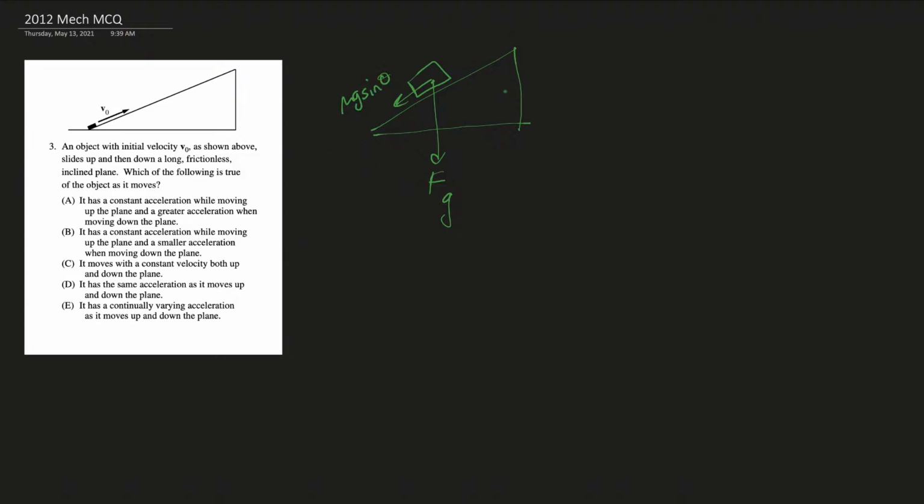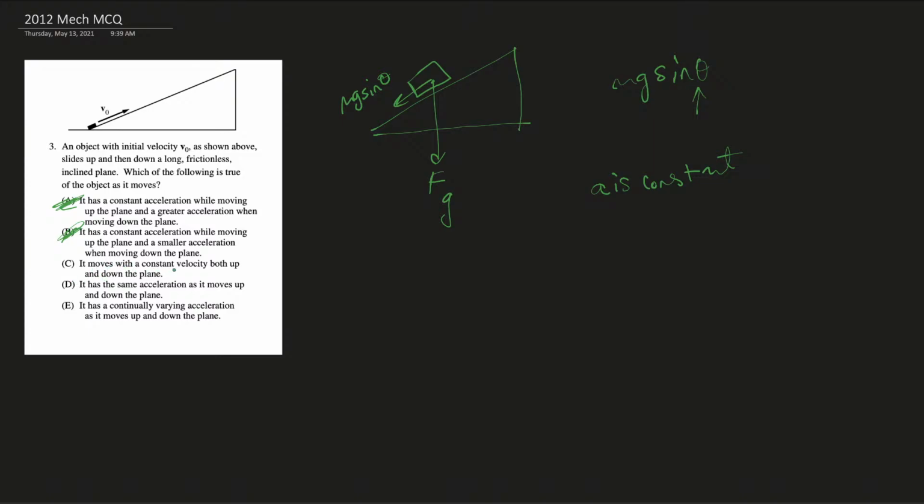And if you think about the quantity mg sine theta as this object moves up the plane, m stays constant, g stays constant, and theta also stays constant, which would mean the acceleration is constant. So for A to claim that the acceleration is greater, that cannot be possible, because even as we're going down, this is still going to stay the same. B says it has constant acceleration while moving up the plane and a smaller acceleration when moving down the plane. Again, same reasoning, not true.